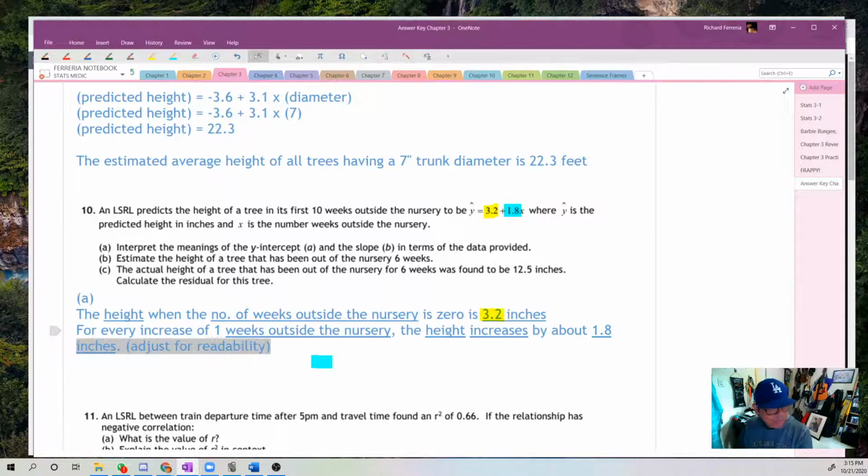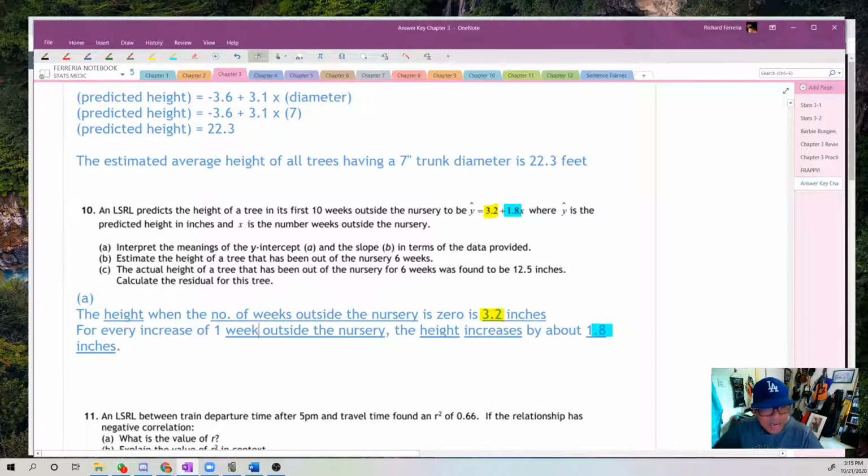And I think that's well adjusted for readability. Let's read that one more time just to make sure. For every increase of 1 week outside the nursery, the height increases by about 1.8 inches. So good. Make sure you take those and you adjust them for readability. You don't want to sound too robotic on these.